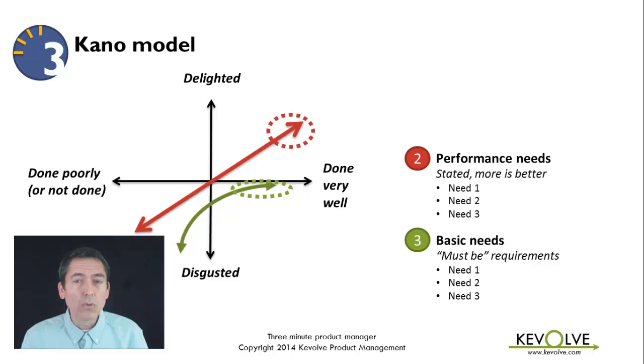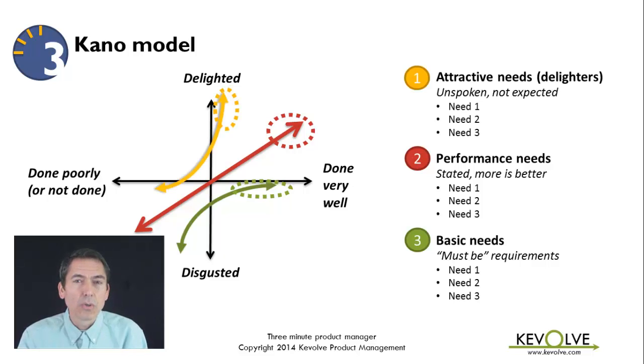Then we go to the performance needs. Typically customers can tell you about these. They are stated, they can talk about them. More is better. It's typically what you compete with your competitors on. If we think about the airline example again, what's the cabin atmosphere? What's the level of service? How does the seat feel? Good movie selection, all of that stuff, price. These are all performance needs, and typically more is better.